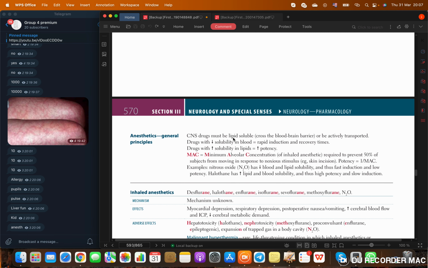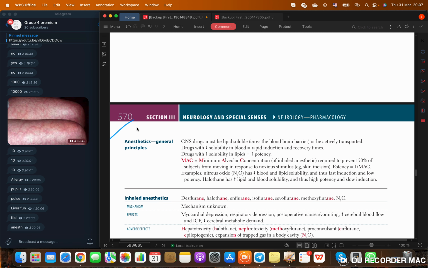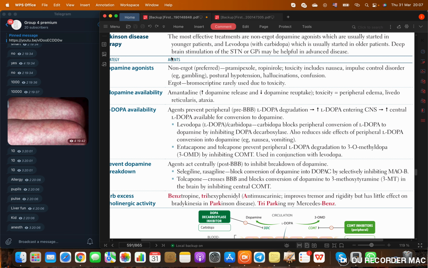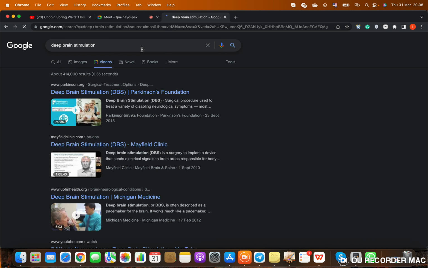Okay, so CNS drugs. Oh my God, I forgot one thing in the previous topic, so I have to go back to it. I forgot to tell you about the last treatment, which is brain stimulation of the substantia nigra pars compacta and the globus pallidus internus. So there is a treatment known as deep brain stimulation in Parkinson's disease. It's cool. You want to see something cool? Take a look at this video.